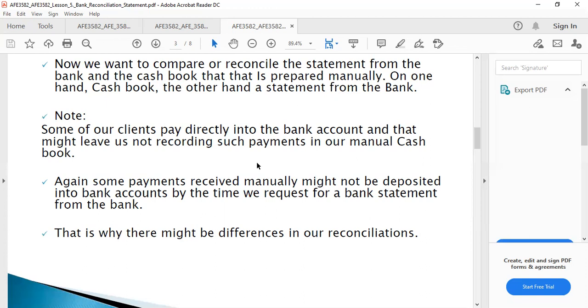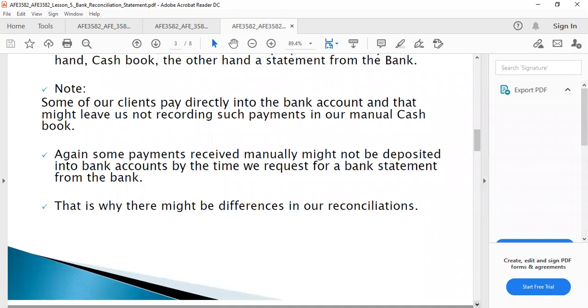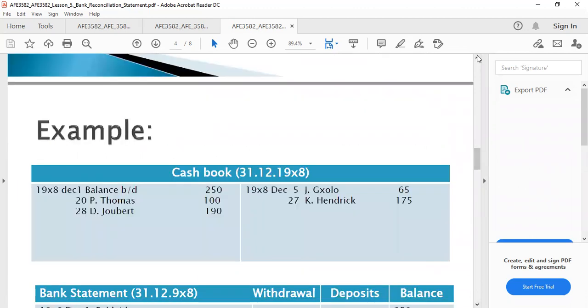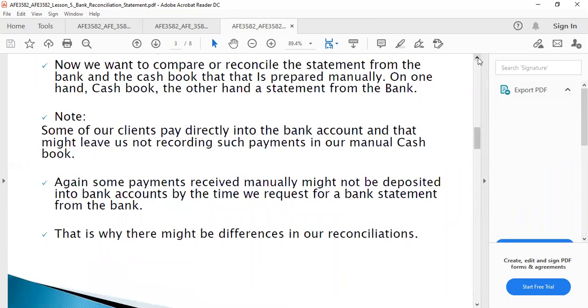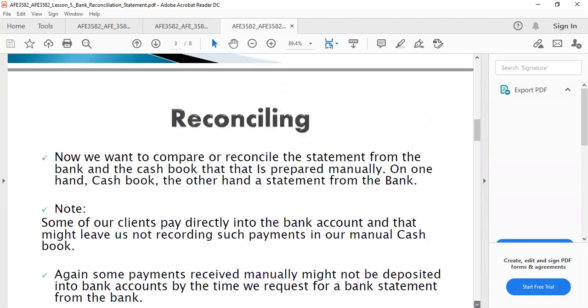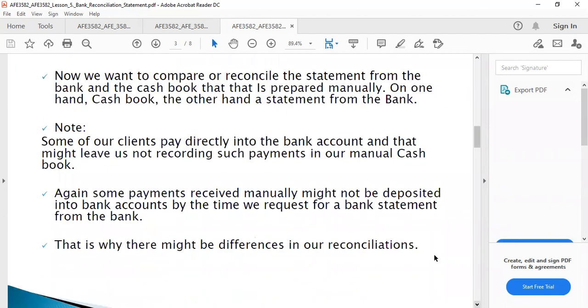Yes, I do. So that can be another reason why the statement and the cash book are not corresponding. And then it says that is why there might be differences in our reconciliation or in our statements. For example, another example that they did not put here, another reason why the two will not balance is that we gave out a check. Now you have a business, right?